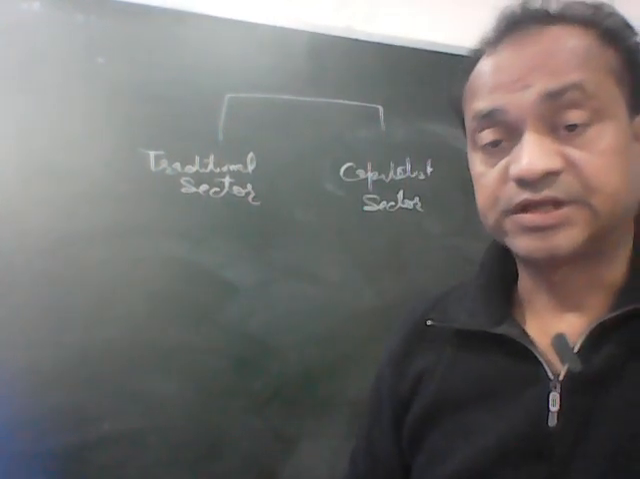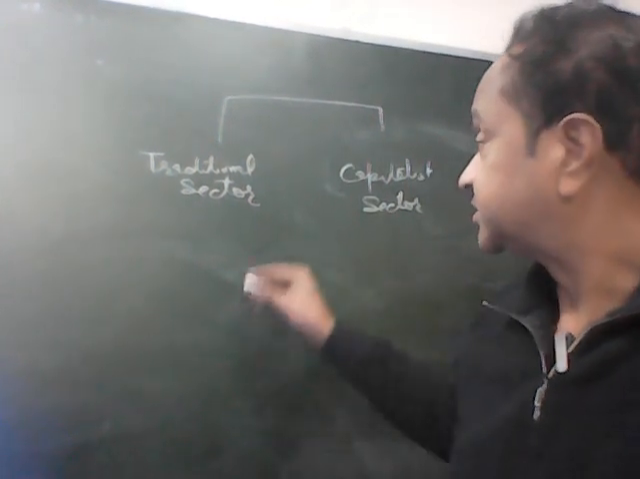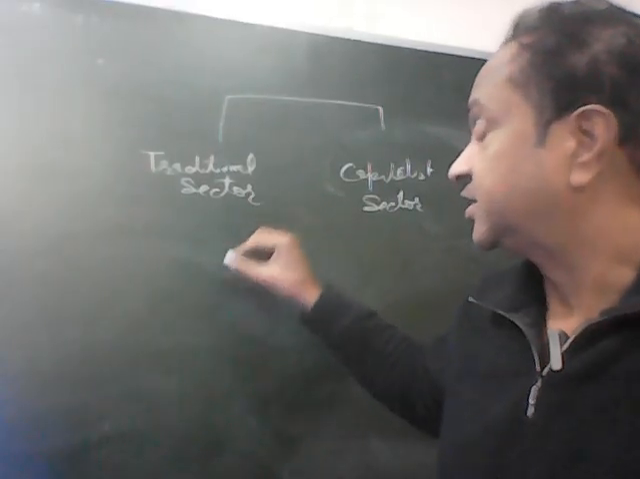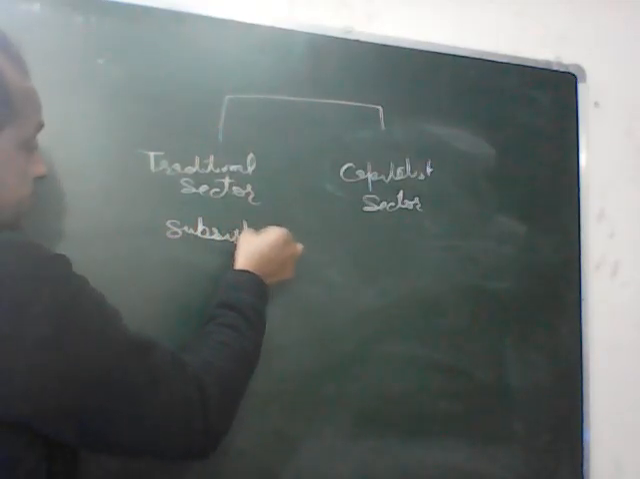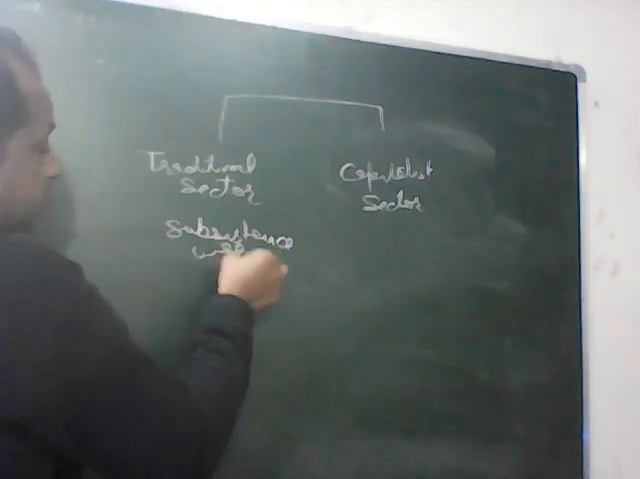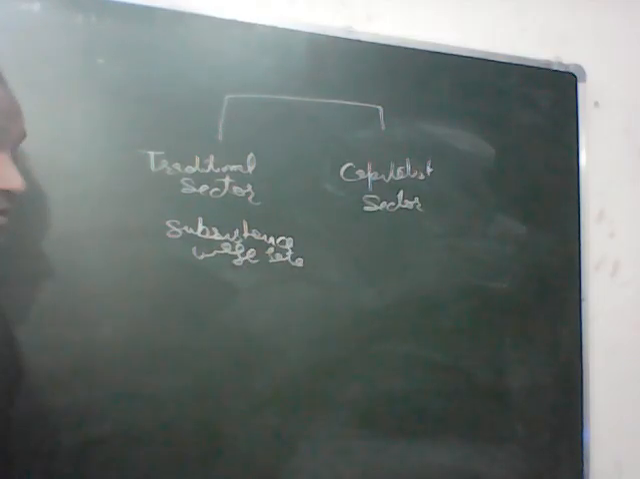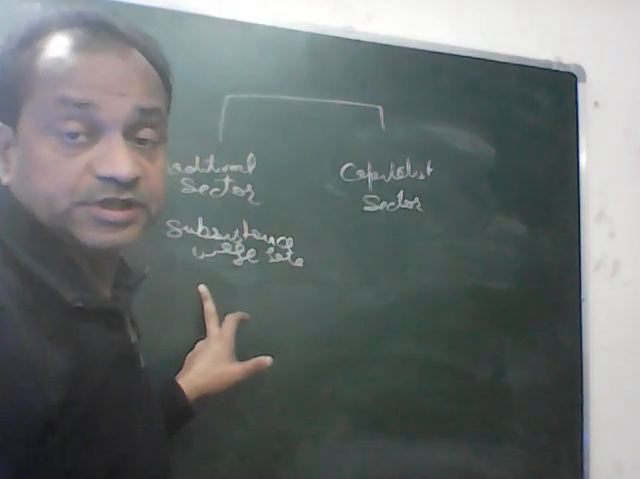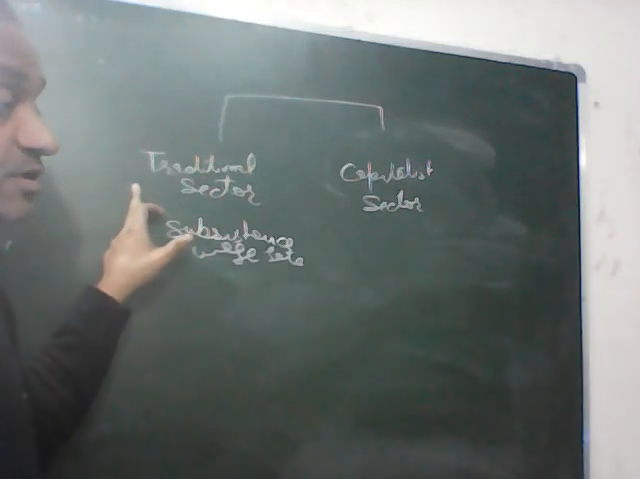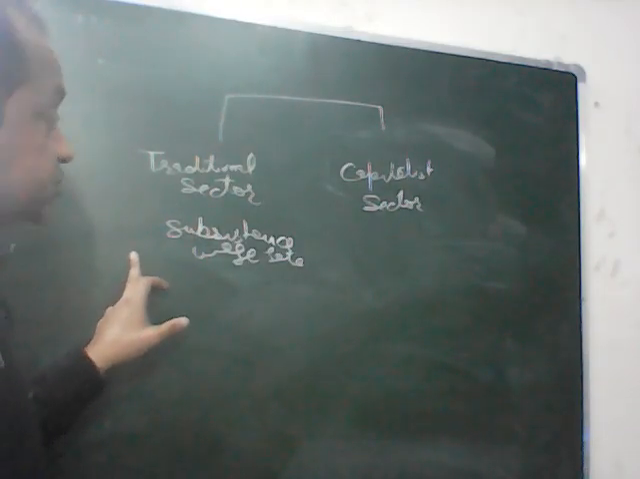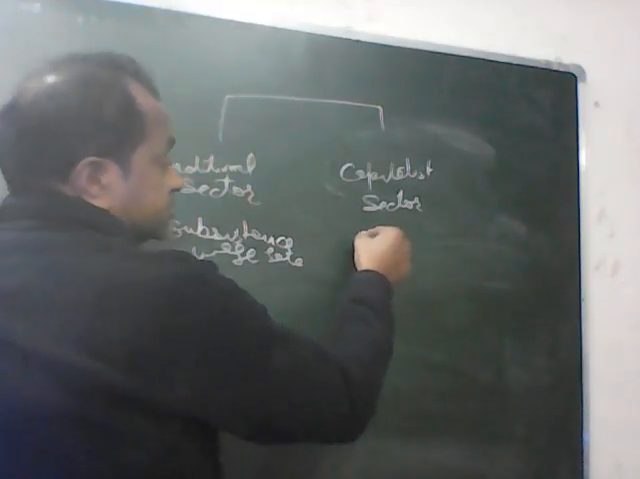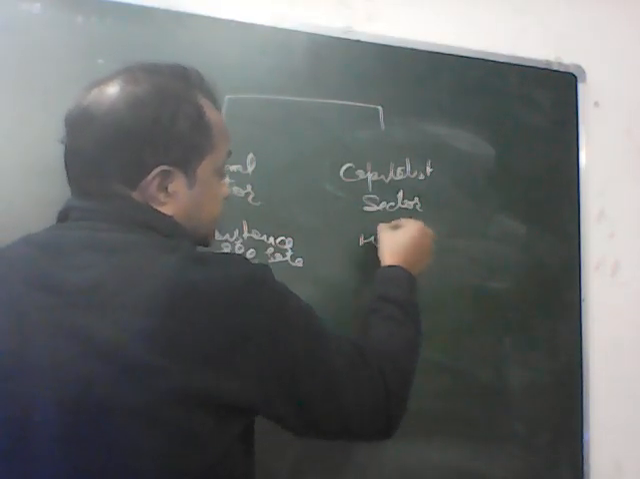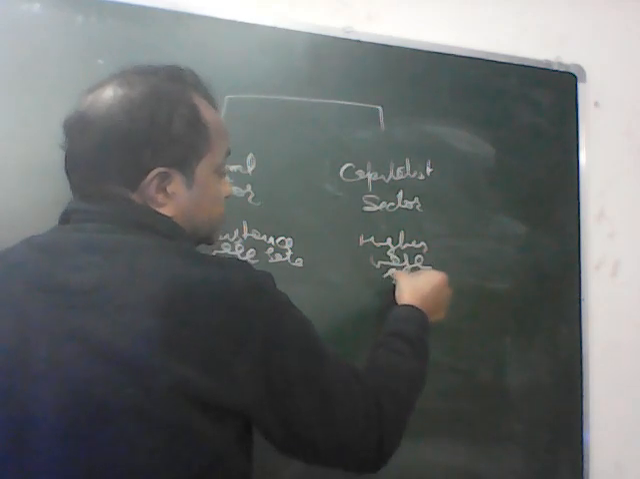Arthur Lewis has explained these sectors as the traditional sector, which has subsistence level wage rates, and the marginal productivity is almost negligible in the traditional sector, which is called the traditional or old sector as well. The second one is the capitalist sector, in which the wage rate is higher and the demand for labor is also very much higher.